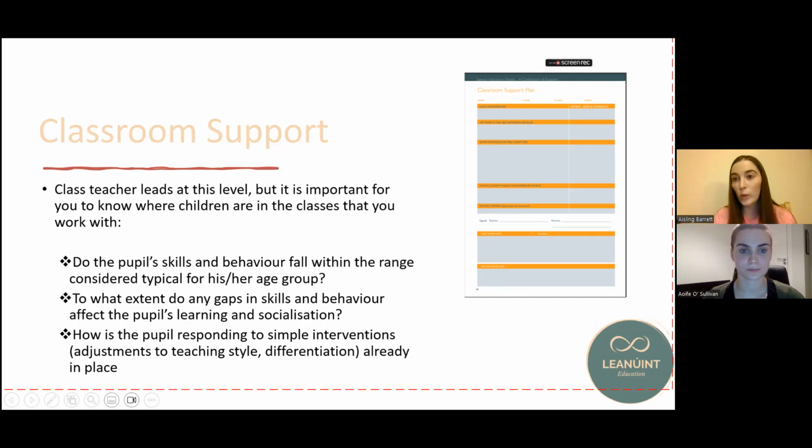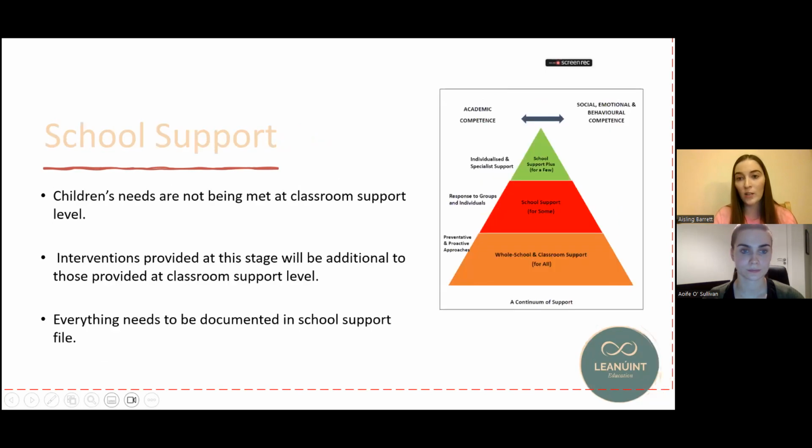And this will be done in conjunction with the parents, just simple differentiation techniques that the classroom teacher is carrying out to support them at classroom level. If the child's needs are not being met at classroom support level, it may be decided to move a child to school support. Now, depending on the child, you might start at school support as you realise very quickly maybe a child has moved to another school, or they're experiencing significant difficulties that they need to be at school support.